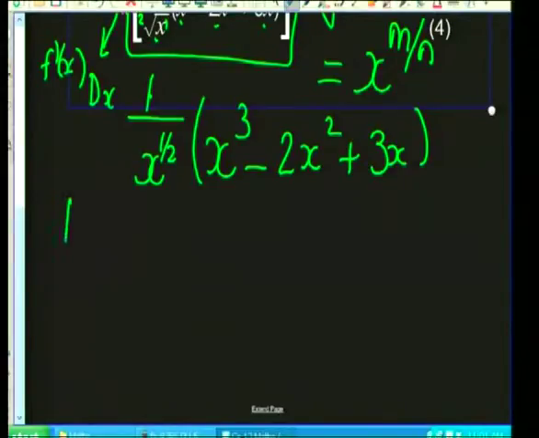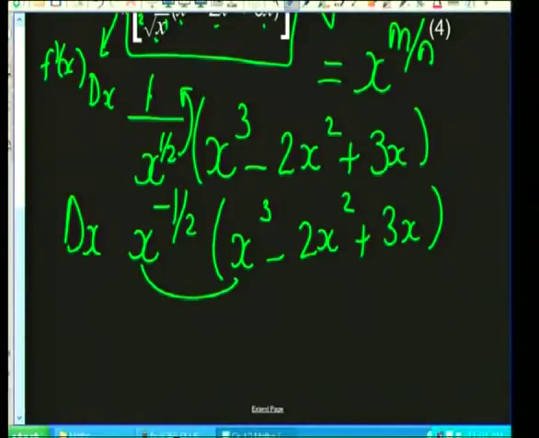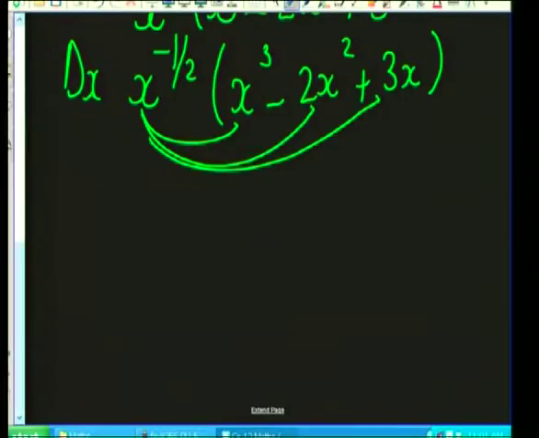now let's use our other rule that we did previously, where we take it upstairs. So we take this up and it becomes a negative. So that's x to the negative half, times x cubed minus 2x squared plus 3x. Now let's multiply this x to the negative half into every single term inside the bracket. There, there, and there.